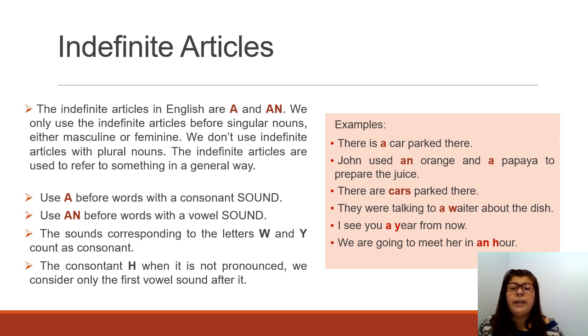Okay, another example, they were talking to a waiter about the dish. Okay, so we have a waiter. As I told you, the W is going to count as a consonant sound. Okay, so you say a waiter. The same thing with the Y sound. I see you a year from now, a year. So the sound of the Y is going to count as a consonant sound. So you say a year.